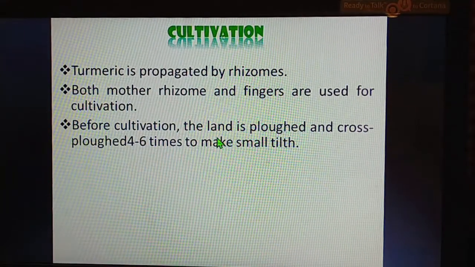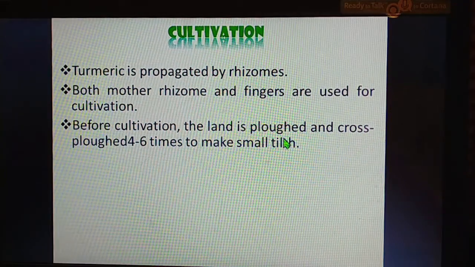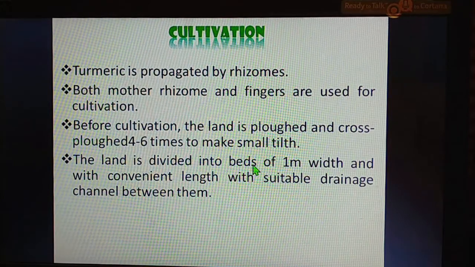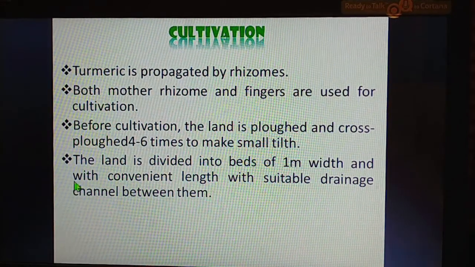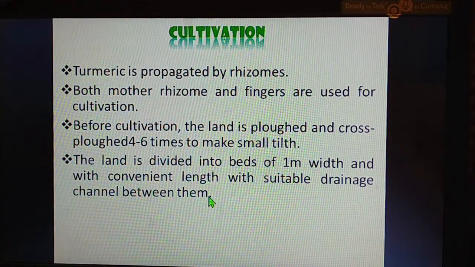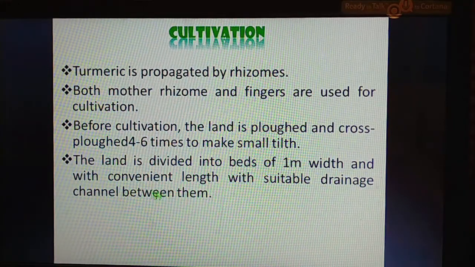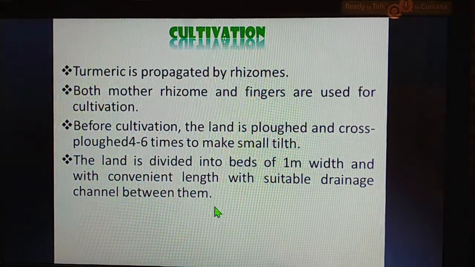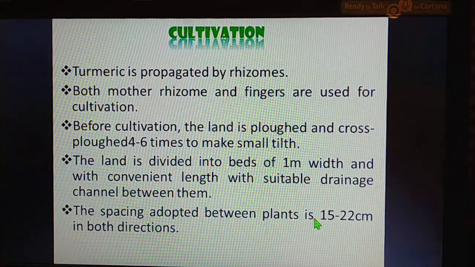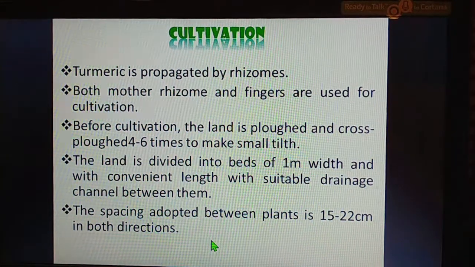Before cultivation, the land is plowed around 4 to 6 times to make a small tilth. The land is divided into beds of 1 meter width and convenient length with a suitable drainage channel between them. So there should always be a drainage channel between the beds before sowing. The spacing adopted between plants is about 15 to 22 centimeters in both directions.